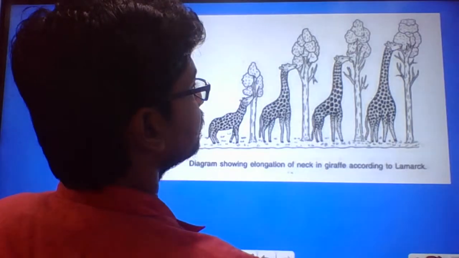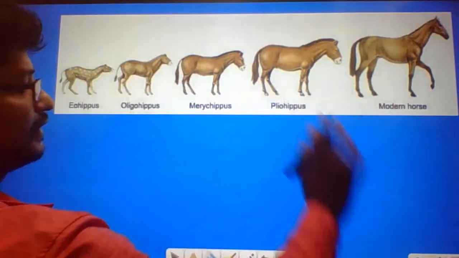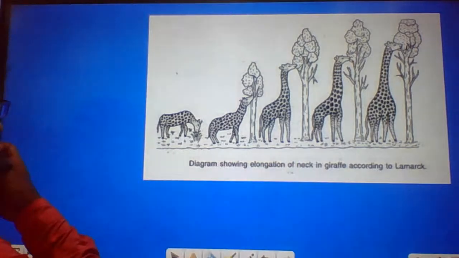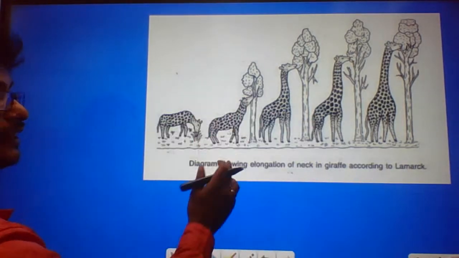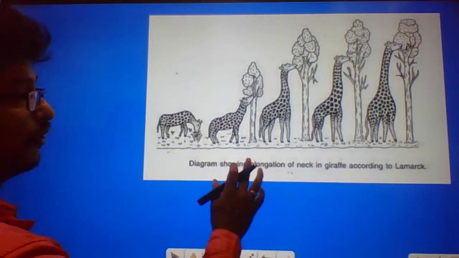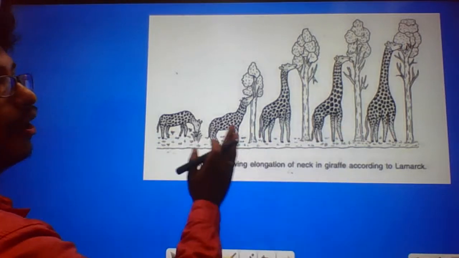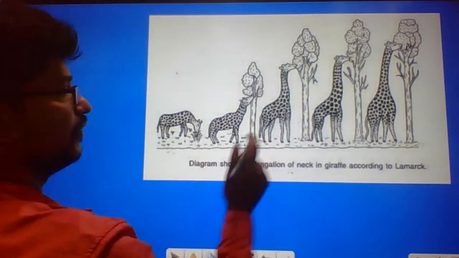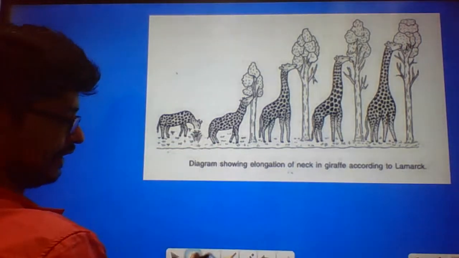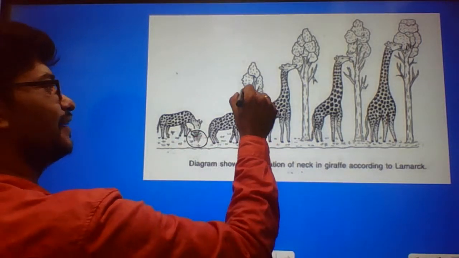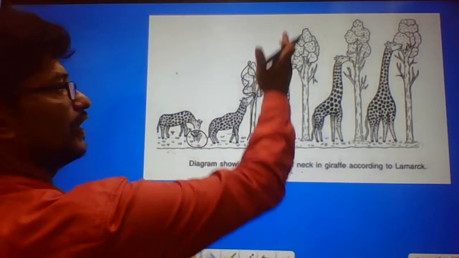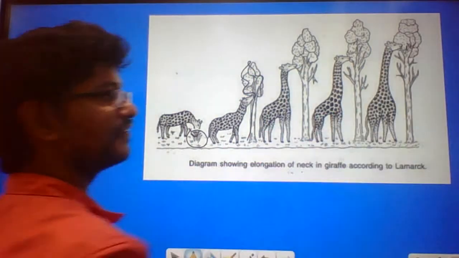These are the images I forgot to show you. This is Lamarck's theory I told you about, which was later disproved, but I forgot to show this image. Lamarck was explaining the elongation of the giraffe's neck upward. Initially it was eating shrubs, small plants. Later, the trees started growing and increasing in size, and the neck started elongating. This is how the giraffe started appearing.